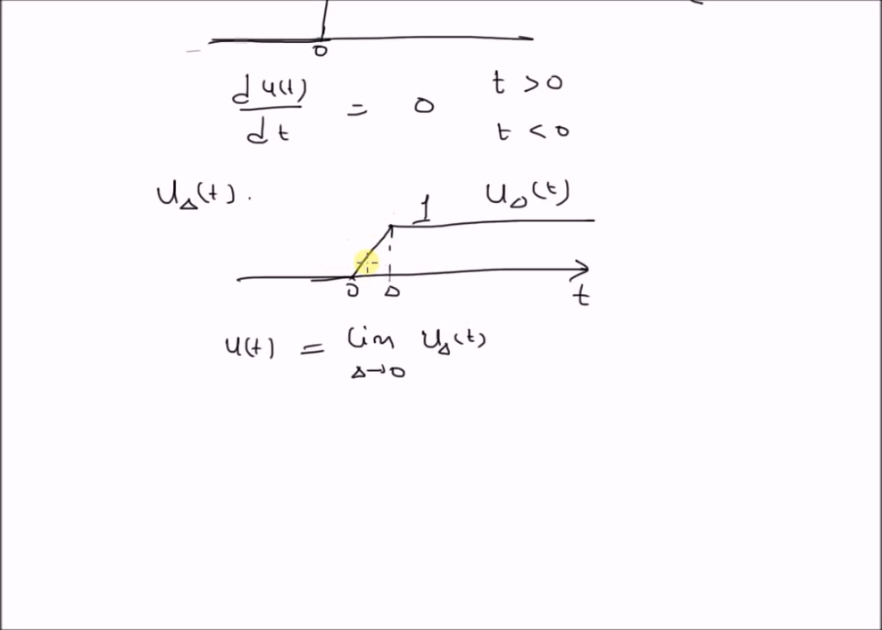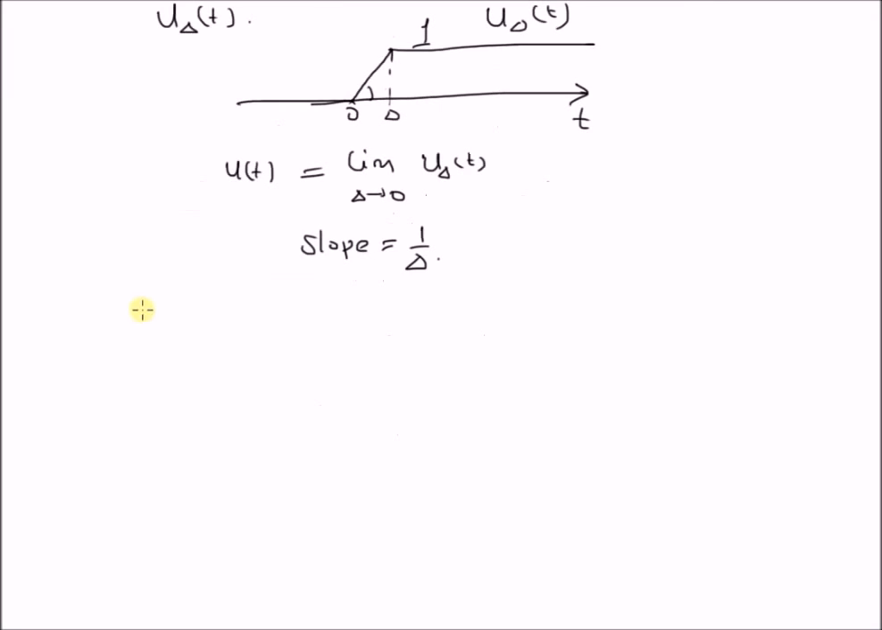Now if we look at the derivative of the signal in this region, it is equal to 1 by delta, which is equal to tan of this angle. That is, the opposite side is equal to 1 and the adjacent side is equal to delta. So the slope is equal to 1 by delta. Therefore, the derivative of this approximation function u delta of t, which we call delta delta of t, is equal to 1 by delta for values of time between 0 and delta, and 0 elsewhere.